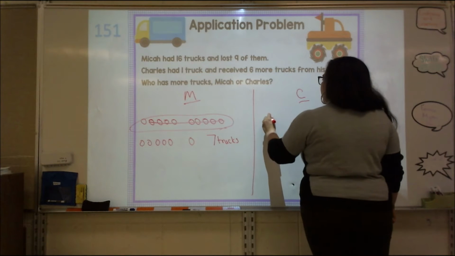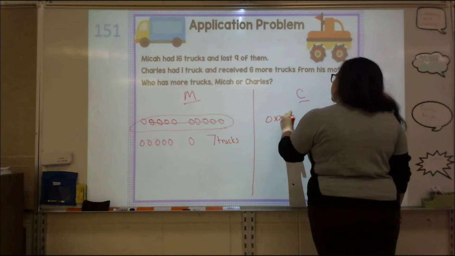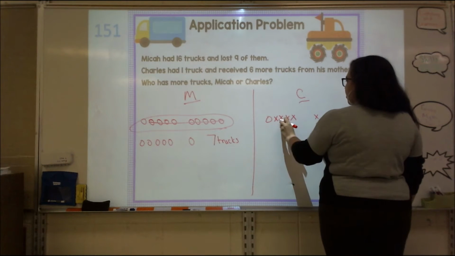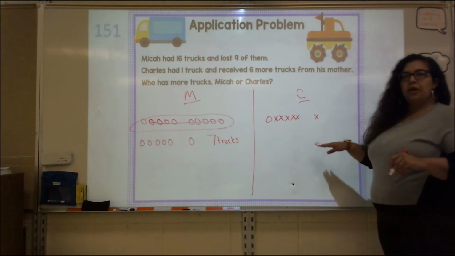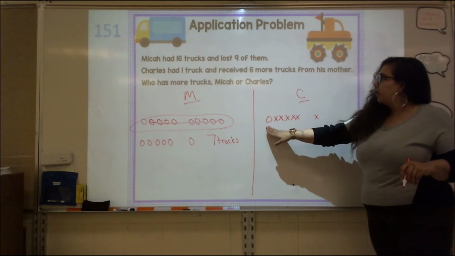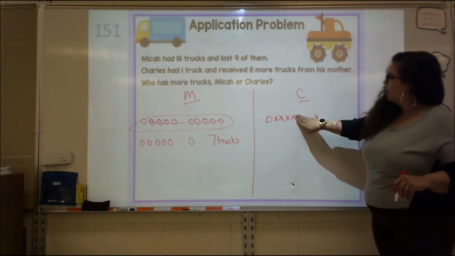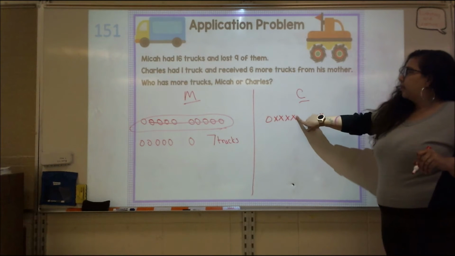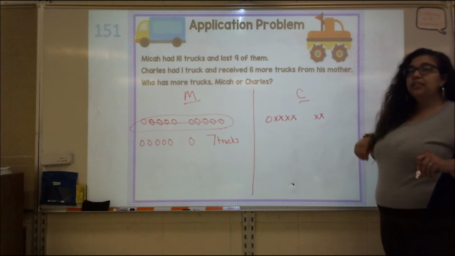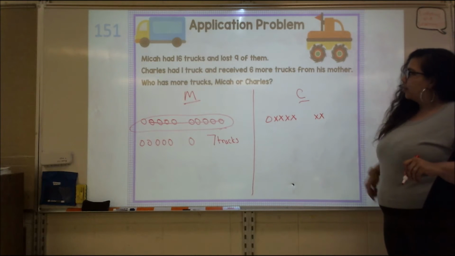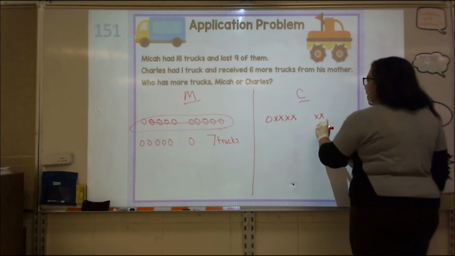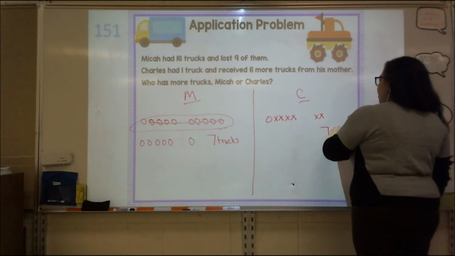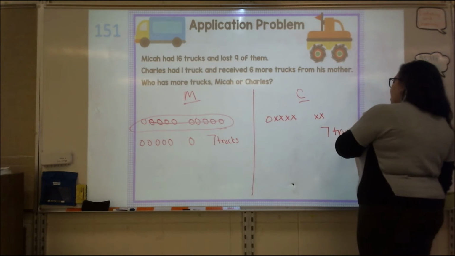He had 1 truck and received 6 more from his mother. Okay, so I drew a picture showing the one he previously had, and now it's going to let me keep doing this. There we go. Okay, the 6 more he received from his mother. How many trucks does Charles have? Charles has 5, 6, 7 trucks. Okay, am I done?